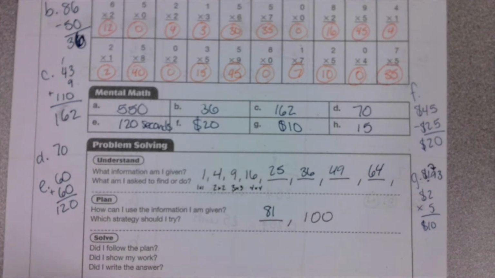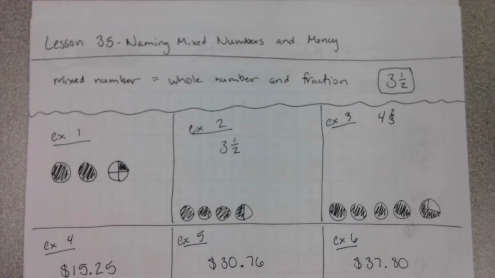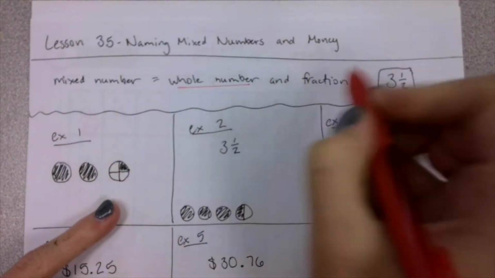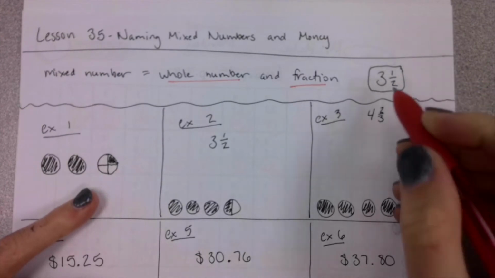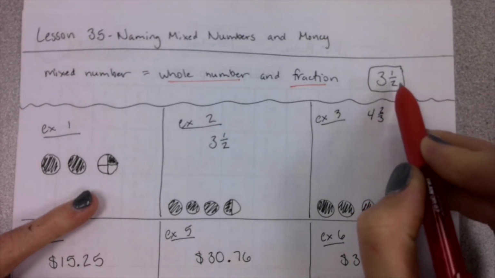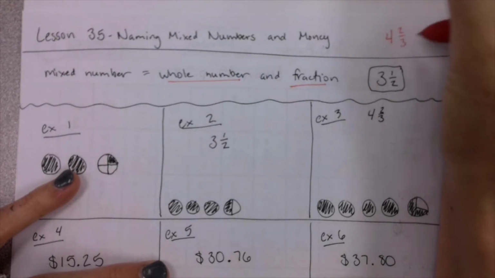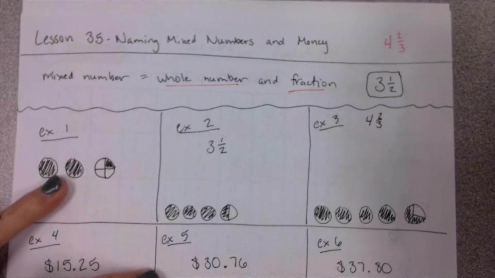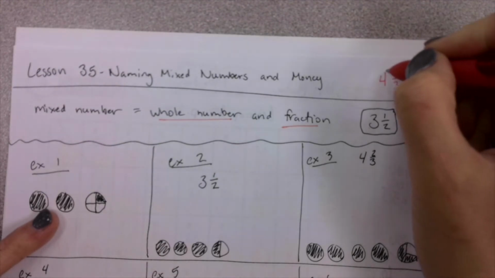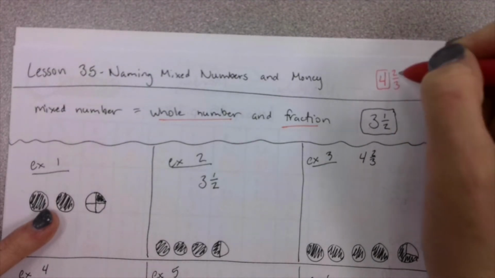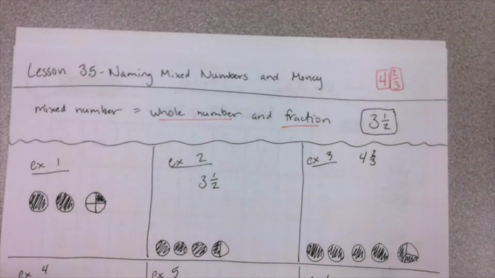Let's get going on our objectives and our new concept for today. Lesson 35. Today you will learn how to name mixed numbers and money. Now, a mixed number is a number that has a whole number and a fraction. So there are 2 pieces. So this is 3 and a half. Okay, if we had 4 and 2 thirds, that would be a mixed number.